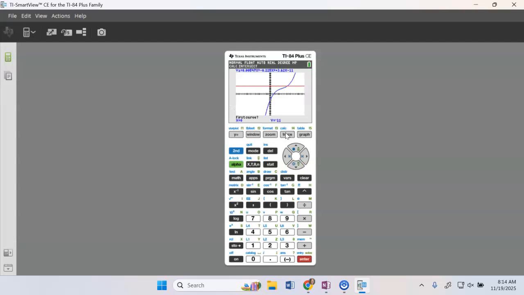Now it's going to show me each curve. I want to narrow down about where that intersection is, because sometimes these intersect at more than one spot. This one doesn't. So about there, and I'm going to hit enter.